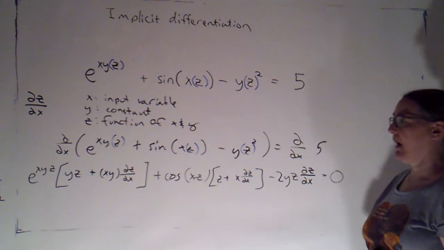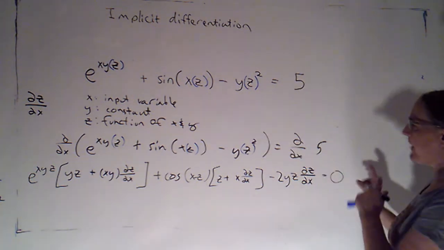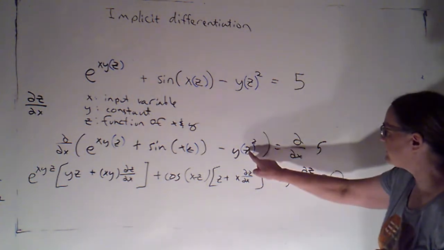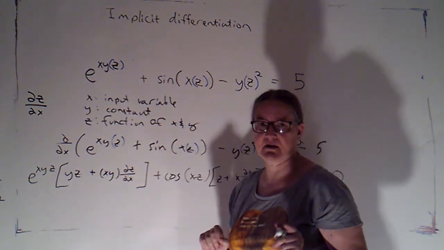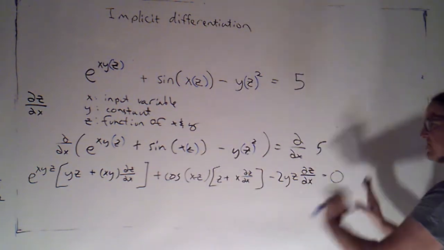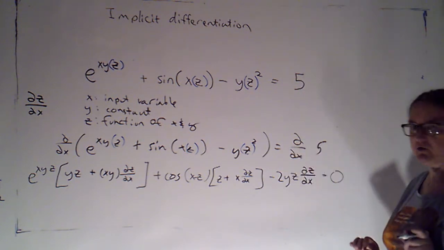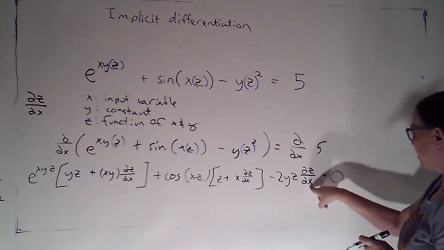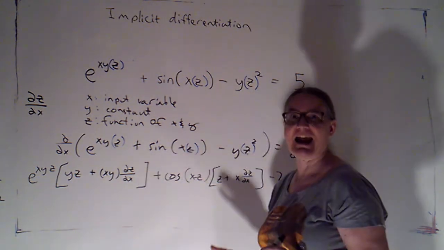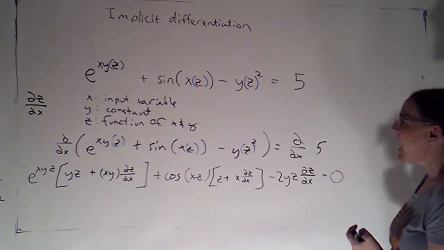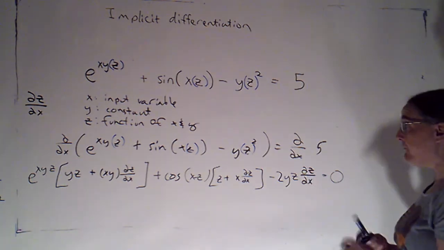One thing that can be helpful as you're doing this: if I just go through and count, I had z 1, 2, 3 different times. Before I do any simplification, once I'm done taking the partial derivatives, I should have written the partial of z with respect to x the same number of times. And it looks like I have. I've written it 3 times. Okay, so now I want to solve for it.